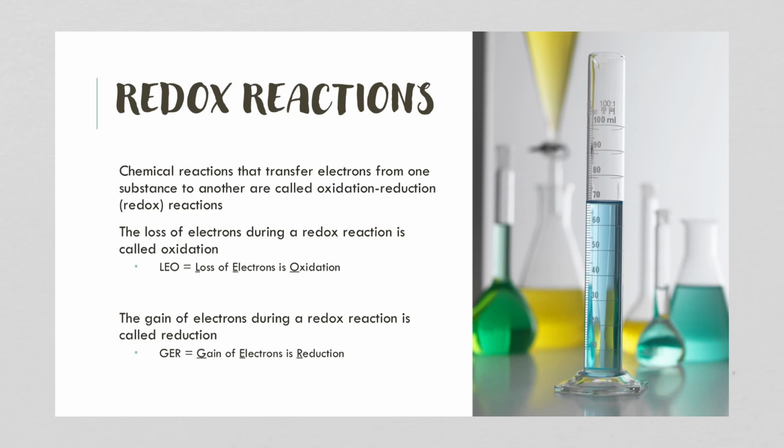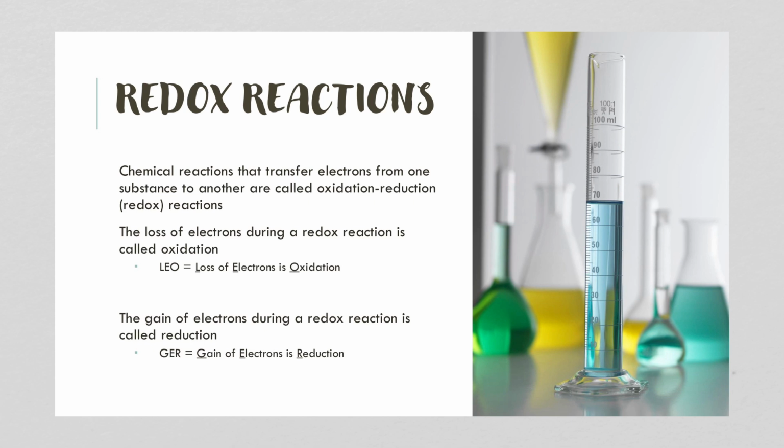So before we can really proceed further, we should understand what a redox reaction is. You'll learn about redox reactions in chemistry in greater detail, and you'll even learn how to balance redox reactions. We don't have to worry so much in biology. You just need to understand the basic concept. So redox reactions are chemical reactions that involve the transfer of electrons from one substance to another. So they're called oxidation reduction reactions or redox reactions.